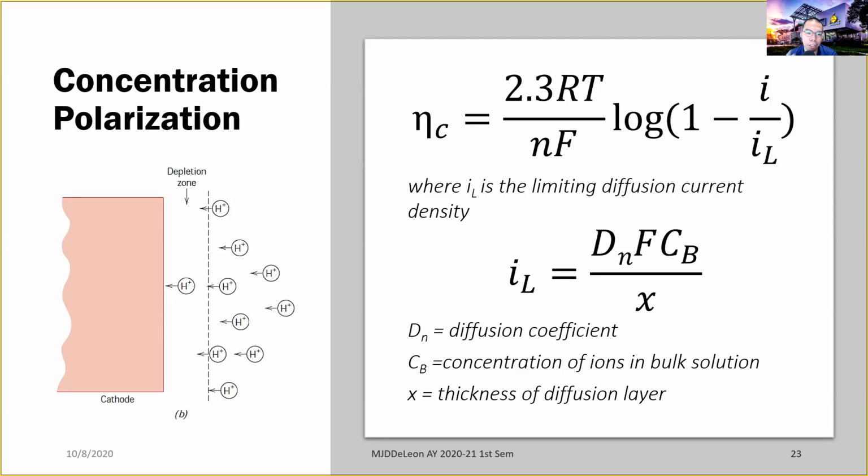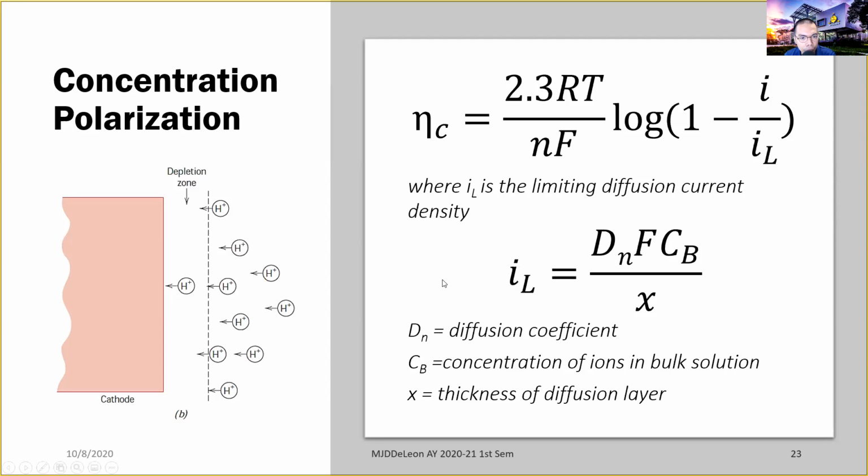So that is our equation. Usually we can get D and CB, so we can get IL. Or we can also get X, the thickness of the diffusion layer, from IL. IL is the maximum current, the limiting current, that we can get in concentration polarization.